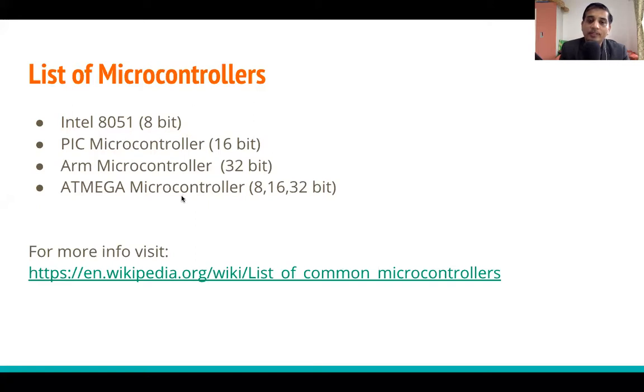Like its IO ports are not fixed. You can have an Atmega microcontroller with only 2 IOs, only 4 IOs, only 8 IOs, only 16 IOs. So depending on that, you are selecting. Suppose in your project, you require only 2 IOs. IO means input-output ports, input-output lines.